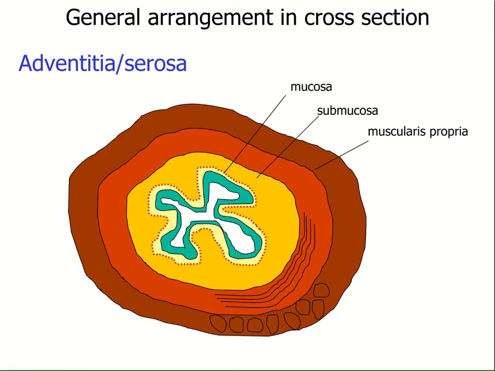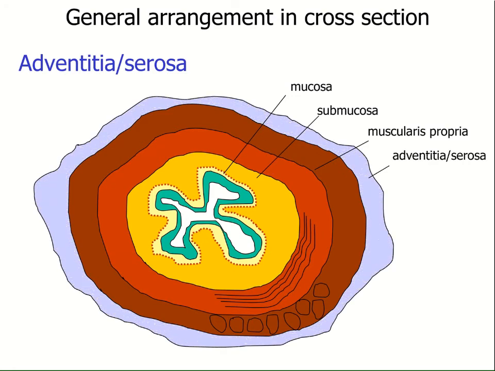Now we will add the final layer to our cross section. It is the adventitia or the serosa. When the gut tube is not covered with the peritoneal covering, it has only got a connective tissue layer outside without an epithelium. Then it is called adventitia. In places where there is a peritoneal covering, it forms a serosa around the gut tube with an outer epithelium.